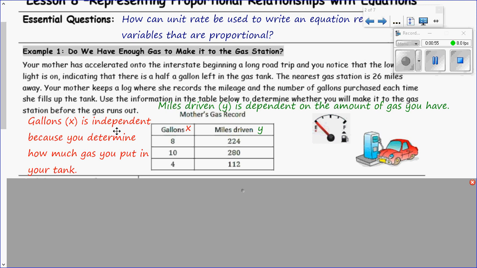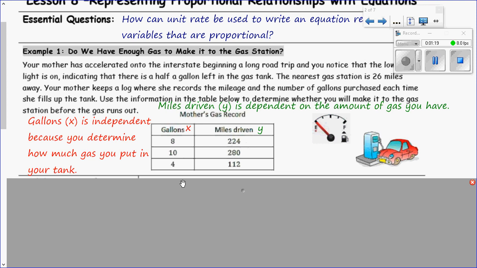When I uncover this, we're going to talk about what this means. X is going to be the gallons. It is independent because you determine how much gas you put in. The miles driven is dependent on the amount of gas you have. Let me put that into words that make sense to you. If you put in 8 gallons of gas, that determines how many miles you can drive. You can ask your parents about that. However many gallons you put in, it determines how many miles you can drive.